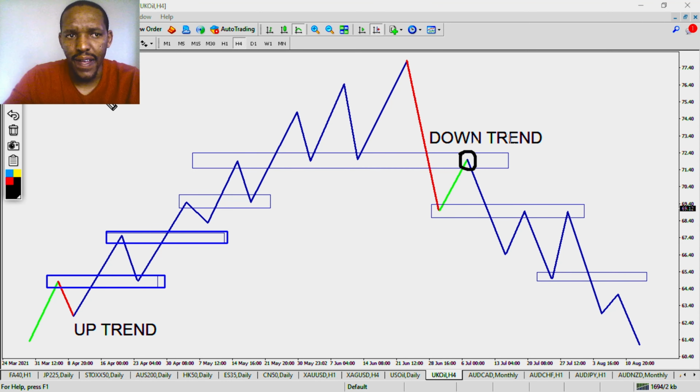The next one, let me just remove this quickly. The next one, what we have is a deep pullback. So a deep pullback, like I said, guys, we have an impulse that comes back up. This right here is what we call a medium pullback at this particular area. So this one qualifies as a medium pullback. You would look for your entries.